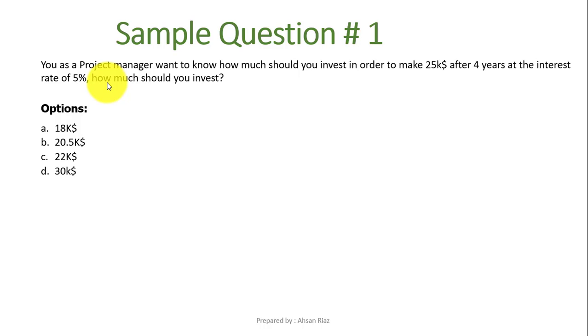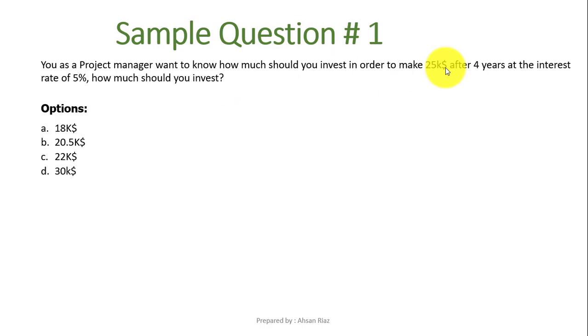First question is, you are a project manager and want to know how much you should invest in order to make $25,000 after 4 years if the interest rate is 5%. How much should you invest? So the question is asking, we have been given the future value of $25,000 after 4 years. They have given the interest rate also. They want to know the present value. They haven't mentioned the present value, but the question is asking how much should you invest, right?